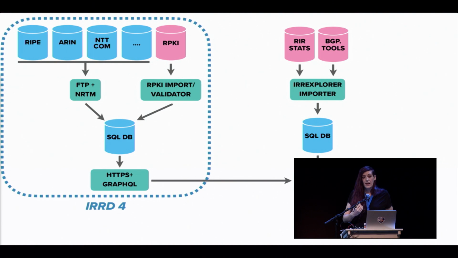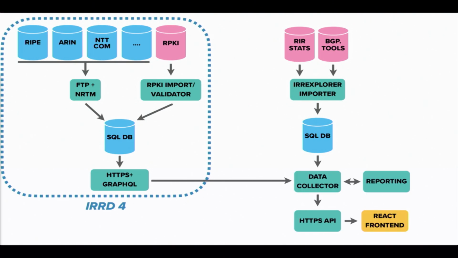Then IRR Explorer itself gets data from IRR stats to figure out which IRR this address space is registered with. BGP.tools gives info on what is seen in the DFZ, and also how many people see this and which origins are seen. That all goes into a database. A data collector aggregates everything and also figures out what we should actually look for in which registries, based on the user query. That's enriched with reporting, goes into an API that is rendered in a React.js frontend. All the green parts are Python, and the other part is React.